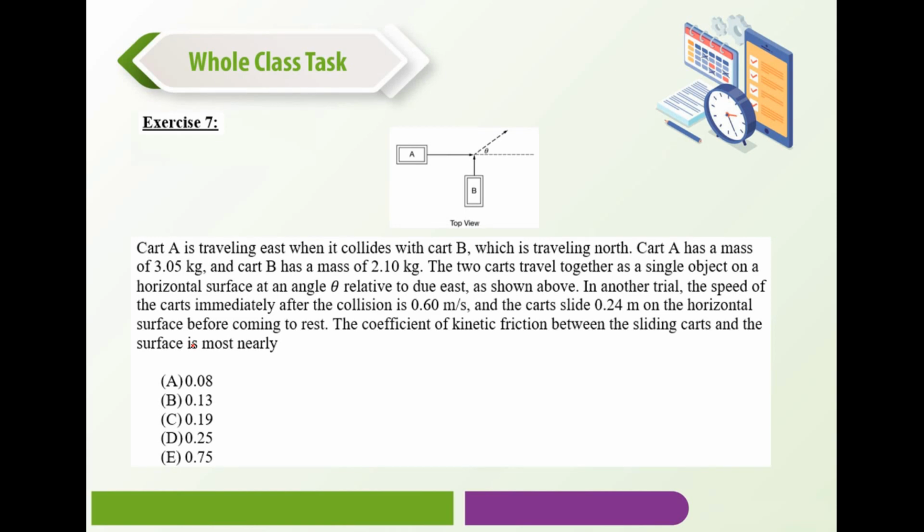Now exercise 7. Cart A is traveling east when it collides with cart B, which is traveling north. Cart A has a mass of 3.05 kg and cart B has a mass of 2.10 kg. The two carts travel together as a single object on a horizontal surface at an angle theta relative to due east, as shown above. In another trial, the speed of the carts immediately after the collision is 0.60 meter per second, and the cart slides 0.24 meters on the horizontal surface before coming to rest.